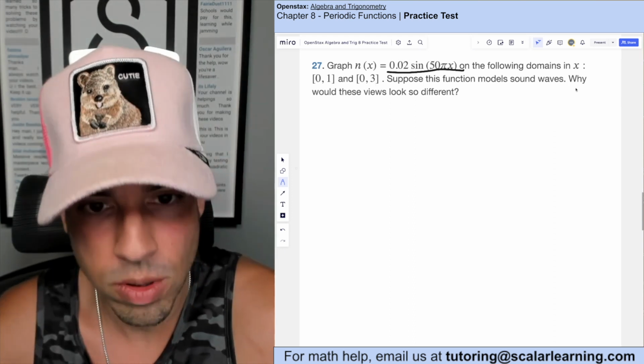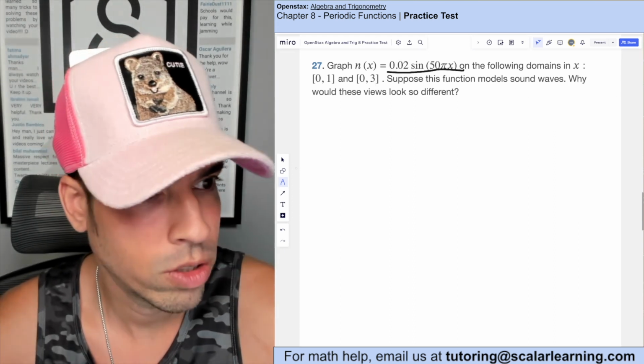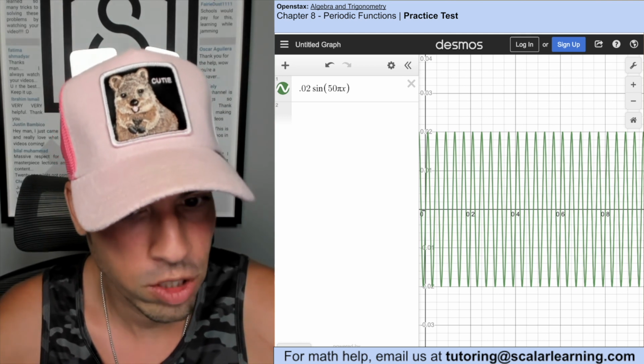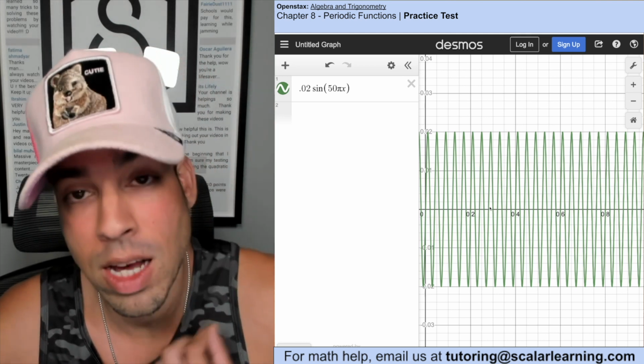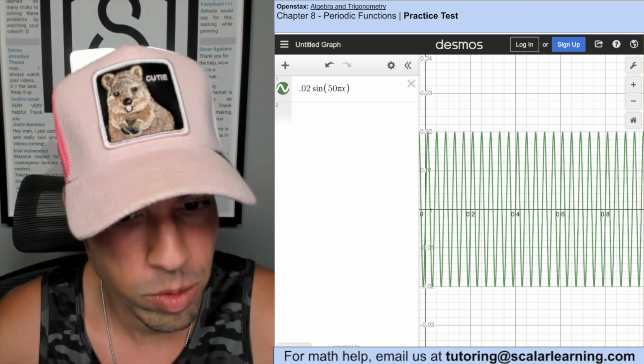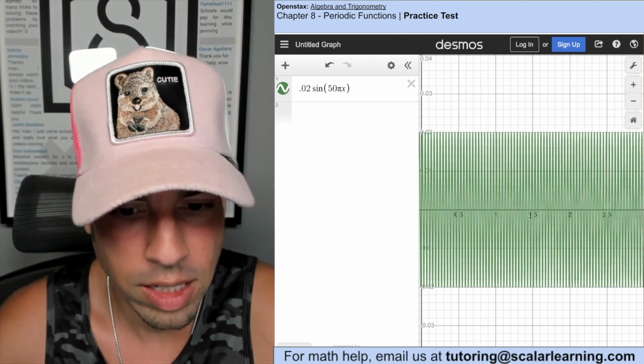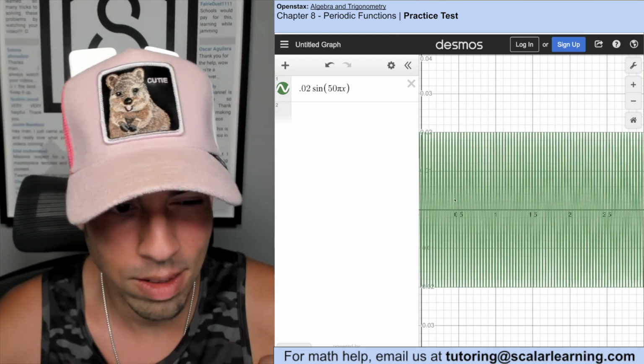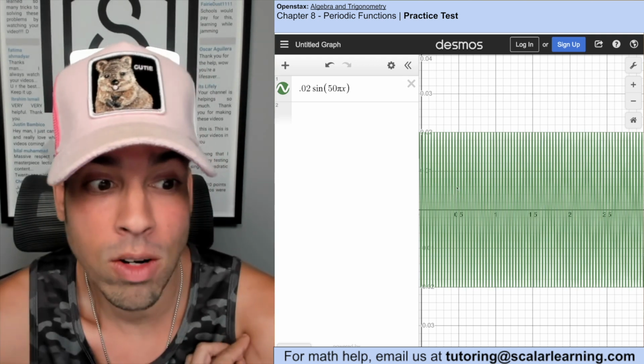So this one says to graph this on the following domains. So let's do that in Desmos now, and then we can look at these questions. So here is the function from 0 to 1, and this is how it looks. Now let's change it to include from 0 to 3. And so here it is, it's condensed much more. It looks kind of more dense. So, I mean, to me, I don't think they look that different.